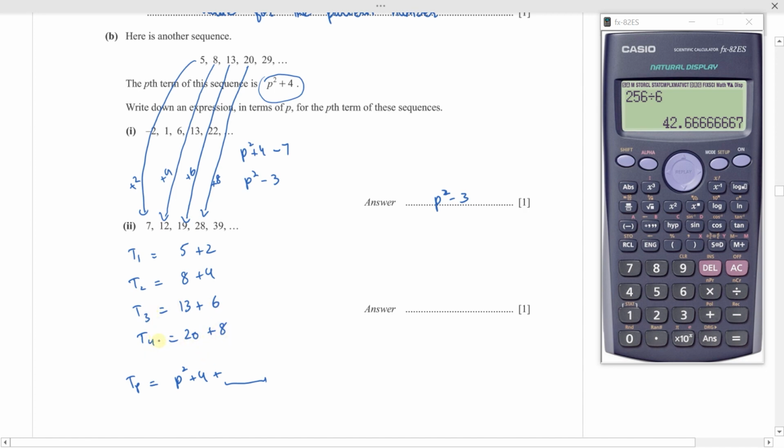So each time I'm just multiplying the term number with 2 and adding it. So 4 I multiplied by 2, which is 8, and add it here. Here I have term number 3. I multiply it by 2, which is 6, and I add it here. Here I have term number 2. I multiply it by 2. I get 4, and I add it here. So for the pth term, what will I add? 2p. That's how you will use this expression to get the pth term for this sequence. So your answer here will be p square plus 2p plus 4.